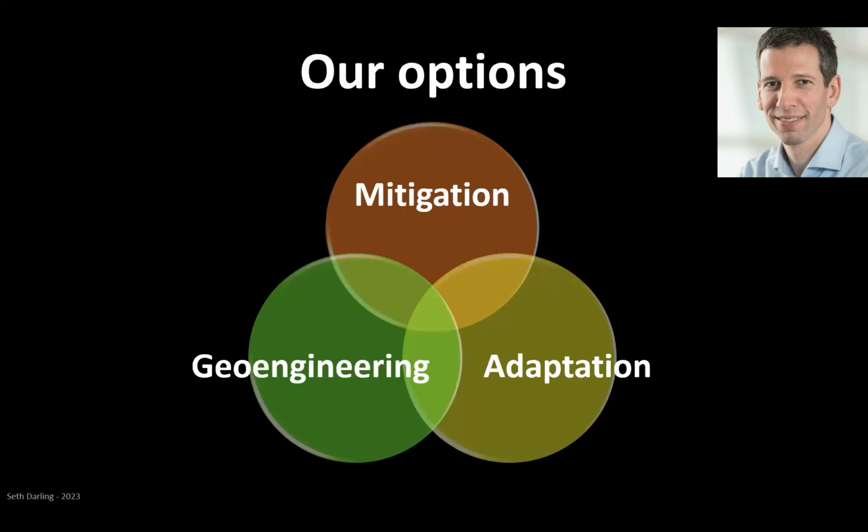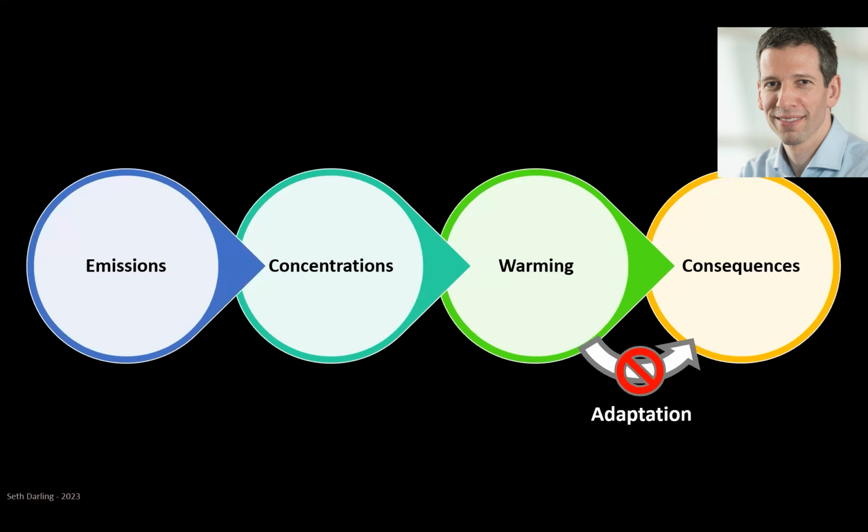So what can we do about this? There's basically 3 strategies that we can use to tackle climate change: mitigation, geoengineering, and adaptation. And I'll start with adaptation. And what we're trying to do when we're adapting is deal with the consequences at the end of that sequence. It's not doing anything about the warming, it's just trying to make the consequences not so bad for us. That's what adaptation is about.